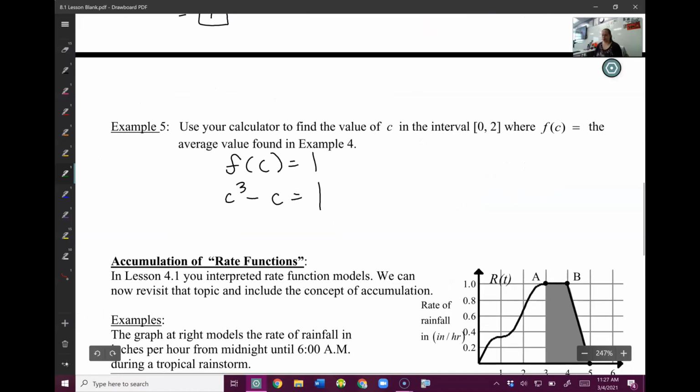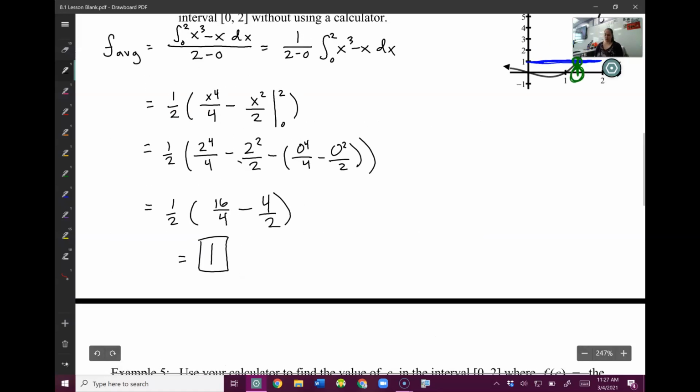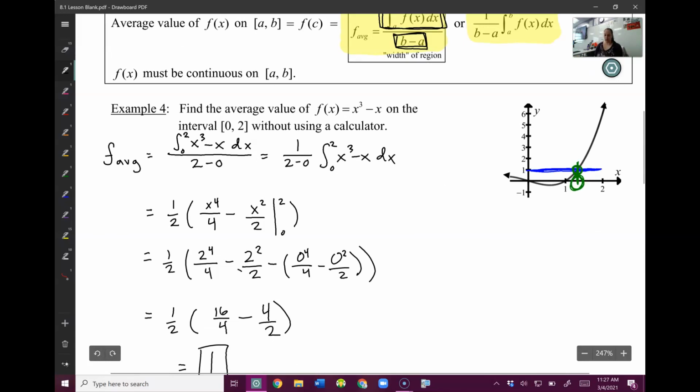So there are a couple ways you could do this. The easiest one is to go into your calculator and put that in y1, and you can just write it as x cubed minus x. Put 1 in y2, and then find where they intersect. If you plug all that in, you should get that they intersect at 1.324, which fits that picture that we drew. 1.324, a little past 1, so that looks about right.